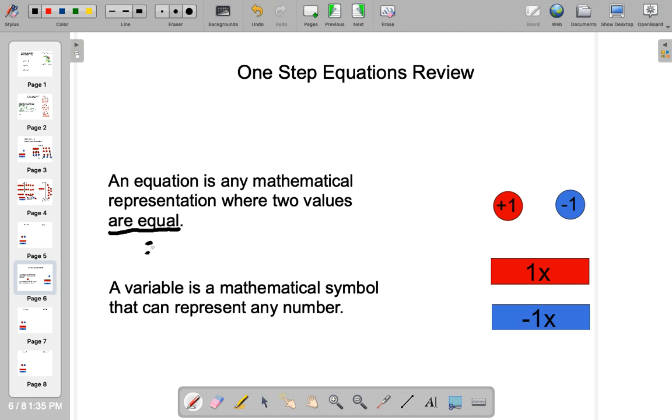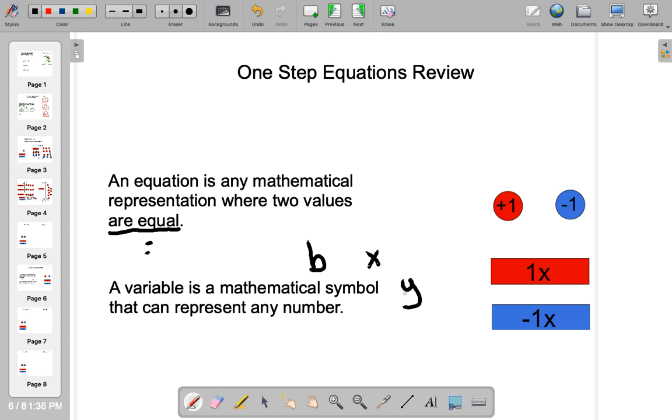A variable is a mathematical symbol that can represent any number. So b, x, y, any of these can represent any mathematical number. And the word variable means to change, which is why the numbers can change into whatever number we need.